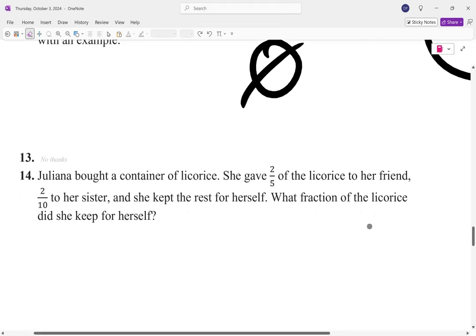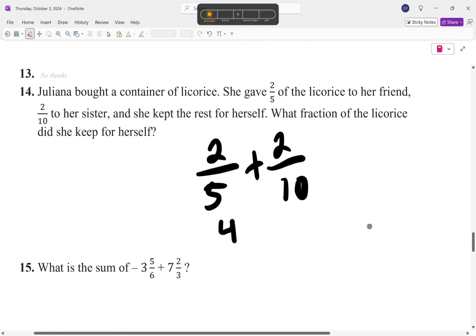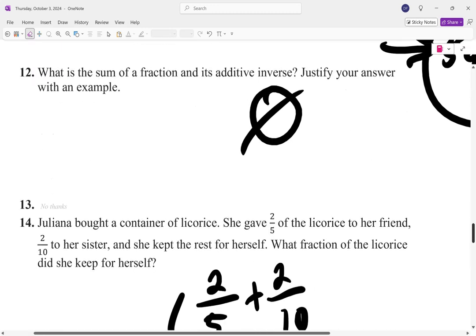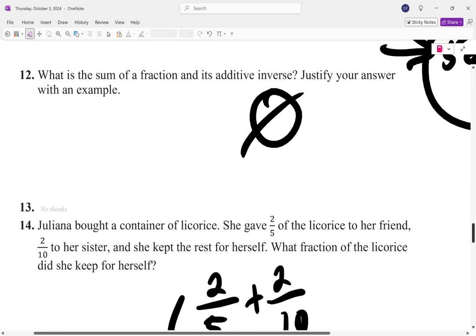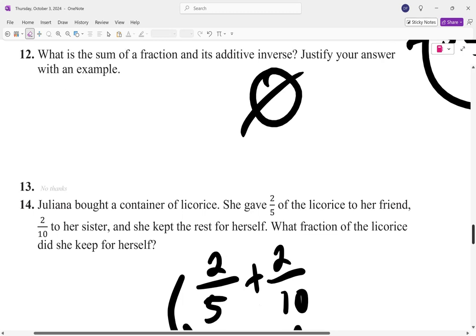Okay. She gave 2/5 of the licorice to her friend and 2/10 to her sister. Okay. She kept the rest. What fraction did she keep for herself? We're going to add these together. Right? So this becomes 4/10. Okay, so the answer is no thanks. Wait, we're not doing number 12? We did number 12. The definition of additive inverse means that if you add 2 together, they make 0. That's the definition. The answer to 13 is no thanks.